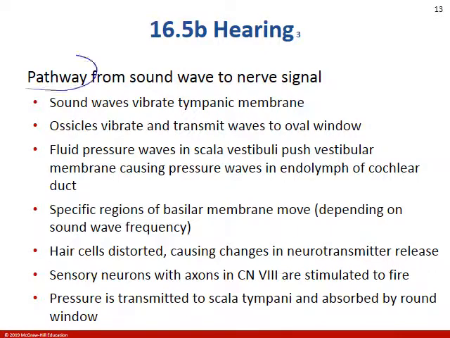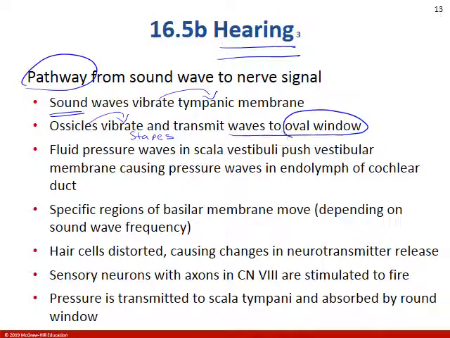If we follow the pathway for hearing, how do we turn a sound wave into an action potential? So the sound waves are going to enter the ear, they're going to vibrate the tympanic membrane, which is going to cause the ossicles to vibrate, and then because the stapes is going to be at something called the oval window, that's pressing on the fluid that's inside, right? Remember the endolymph and the perilymph.